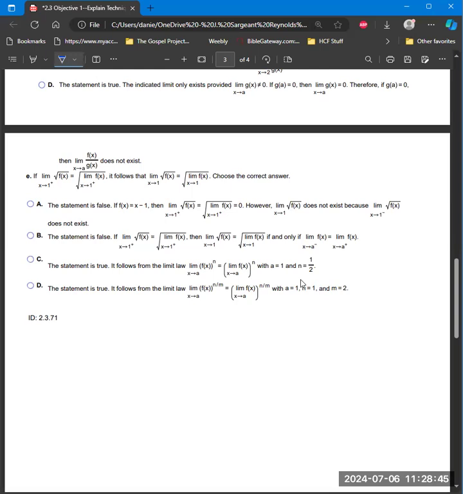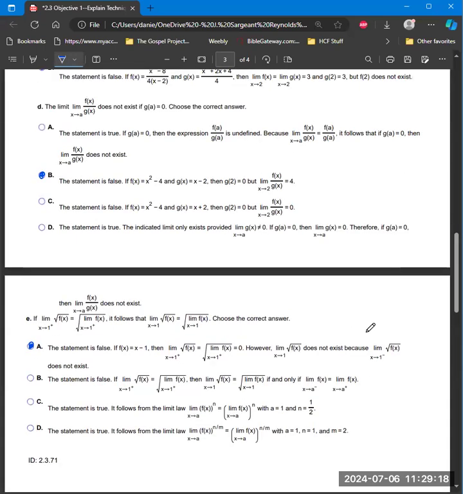If f of x equals x minus 1, then the limit of the square root of f of x, which equals the limit as x approaches 1 from the right of f of x, is equal to 0. However, the limit of the square root of f of x as x approaches 1 does not exist because the limit of the square root of f of x as x approaches 1 from the left does not exist. So those were all things that people assume that are not true. And we explained why they were not true.